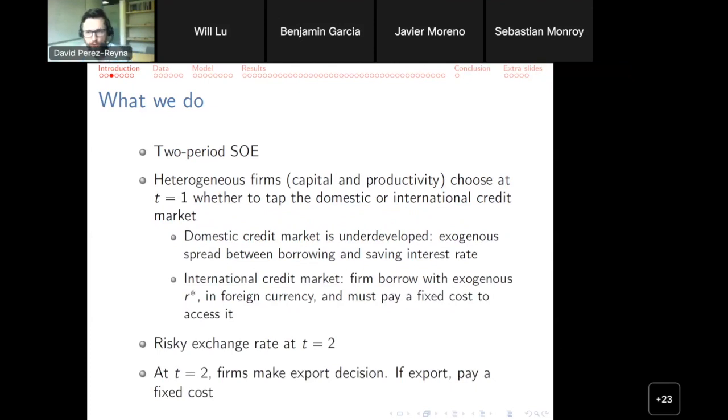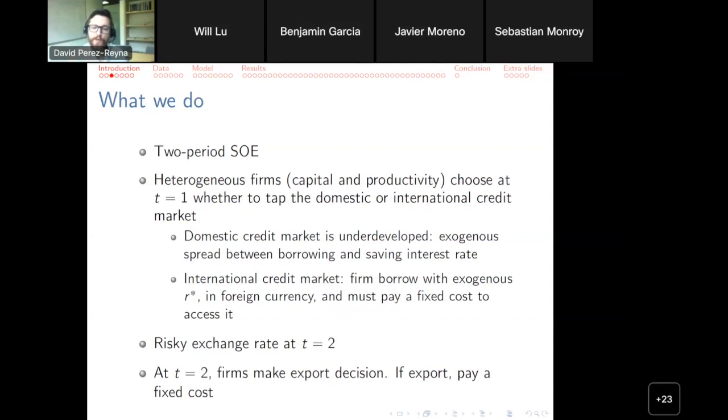So the model is going to be relatively simple. It's going to be a two-period small open economy. We're going to have heterogeneous firms along two dimensions, capital and productivity. And these firms are going to have two choices. In the first period, they're going to choose the credit market. They have two options of credit market.